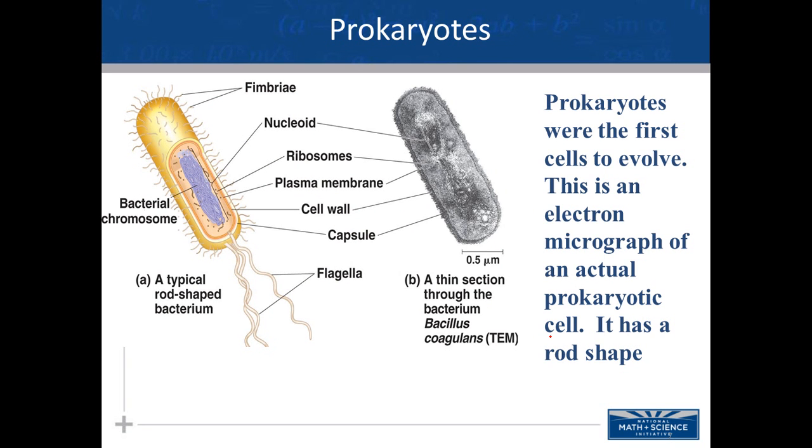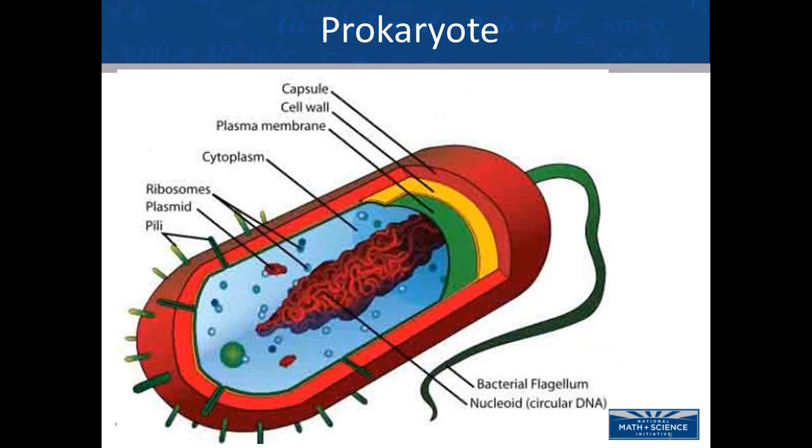We have mentioned that prokaryotic cells are smaller than eukaryotic cells, that they were the first cells to evolve, and they're pretty simple. This is an actual electron micrograph of a prokaryotic cell. If you were to look at it underneath a light microscope like we have here in the room, you would be able to make out something that kind of looks like this, and not much more than that. An electron microscope allows you to magnify things quite a bit. And we can make out that it has a rod shape.